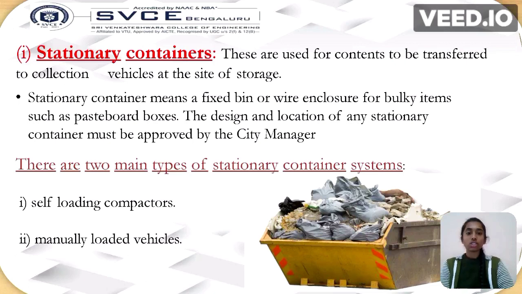Stationary containers are used for contents to be transferred to collection vehicles at the site of storage. A stationary container means a fixed bin or a wide enclosure for bulky items such as pasteboard boxes. The design and location of any stationary container must be approved by the city manager. These are the two main types of stationary container system: self-loading compactor and manually loaded vehicles.